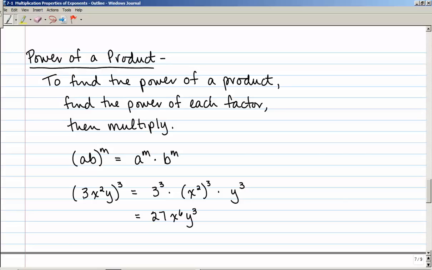Here's an example. 3x squared y, the whole thing raised to the third power. This little third power here applies to each part of that. So that's 3 to the third power, x squared to the third power, y to the third power. And evaluate each one of those separately. 3 to the third power is 27. X squared to the third power, multiply and get x to the sixth, and y to the third power.